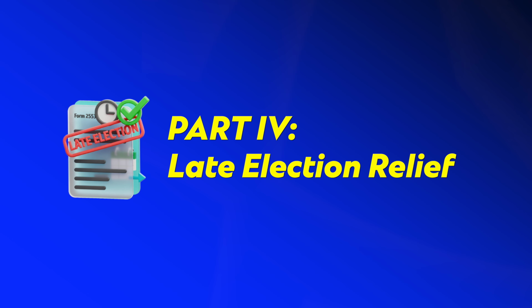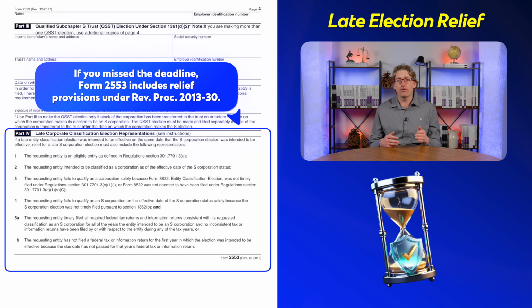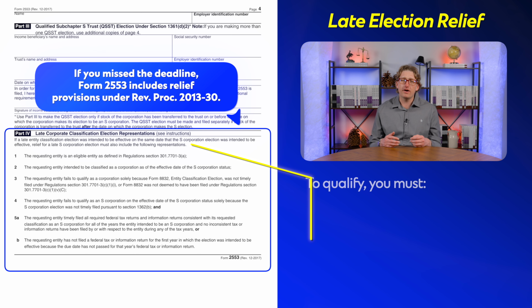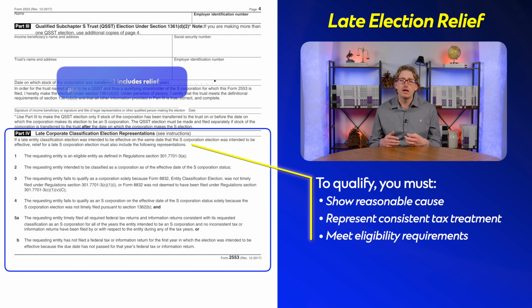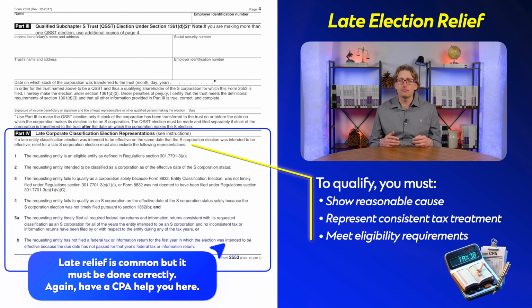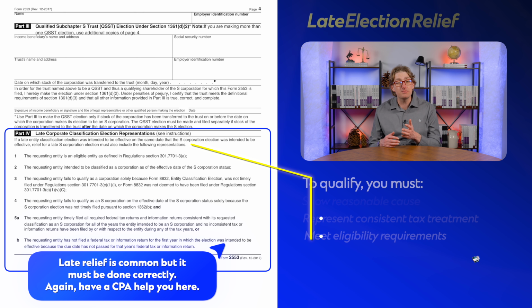Part 4 is the late election relief. If you miss the deadline to file, Form 2553 includes relief provisions under Revenue Procedure 2013-30. To qualify here, you must show reasonable cause, you must represent consistent tax treatment, and you must meet the eligibility requirements. Late relief here is common, but it must be done correctly. And again, it's wise to have a CPA help you here.